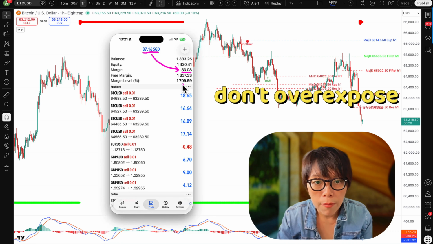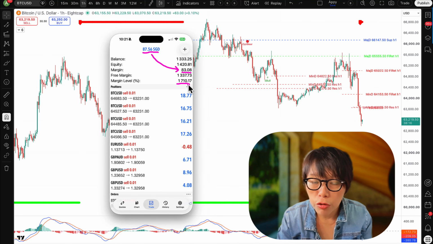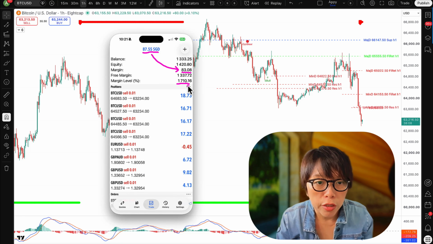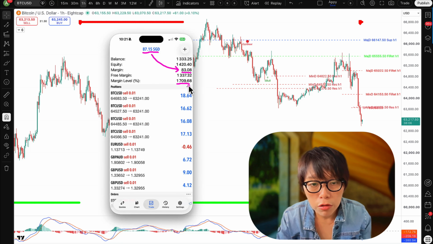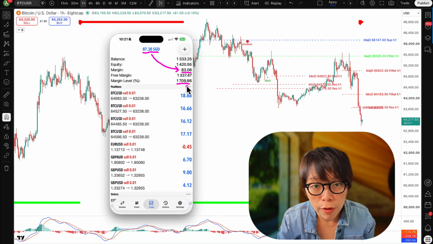For the margin level, I like to keep it above 1,000, meaning that I still have probably 700% to go. That's assuming that I'm making profit, but I always like to keep the margin at 1,000 and above 1,000. So right now it's still very comfortable. I can continue to open 0.01 trades, many of them.